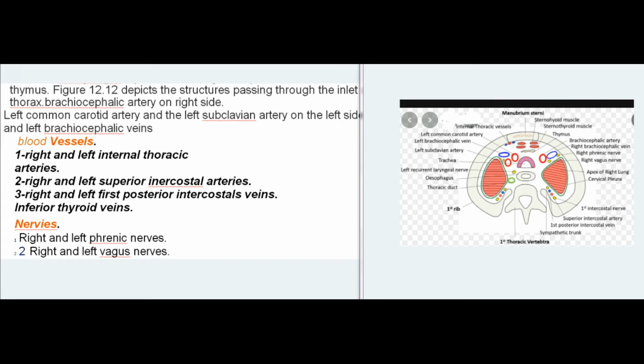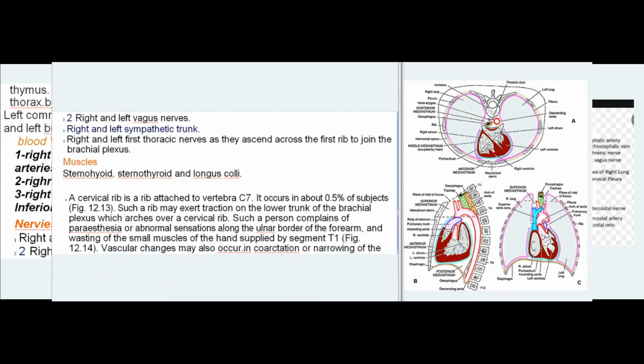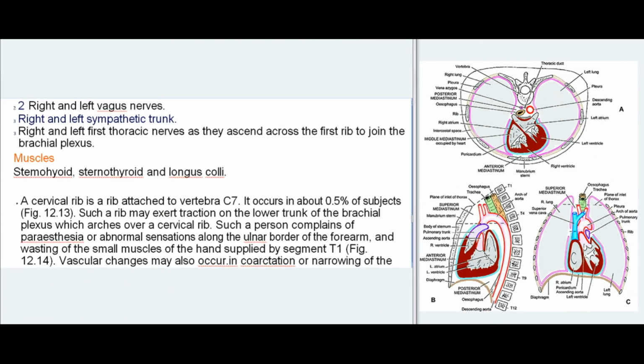Blood vessels: 1. Right and left internal thoracic arteries. 2. Right and left superior intercostal arteries. 3. Right and left first posterior intercostal veins. Inferior thyroid veins. Nerves: 1. Right and left phrenic nerves. 2. Right and left vagus nerves. 3. Right and left sympathetic trunk. 4. Right and left first thoracic nerves as they ascend across the first rib to join the brachial plexus. Muscles: sternohyoid, sternothyroid, and longus colli.